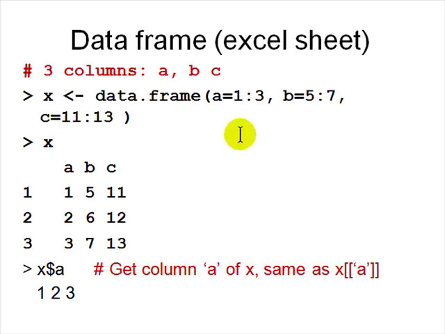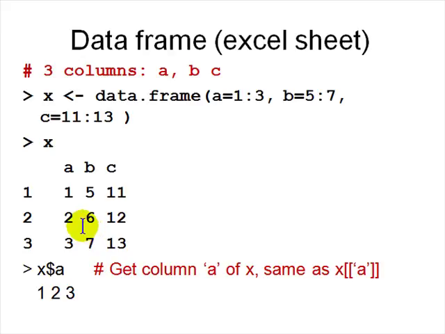The most important structure that's used heavily in R is the data frame. A data frame is like an Excel sheet. It has rows and columns, and it contains data in all the cells. So you say 3 columns A, B, C. You make a data frame and assign it to X. Column A contains 1, 2, 3, column B contains 5, 6, 7, column C contains 11, 12, 13. Then when you print X, you get this data frame.